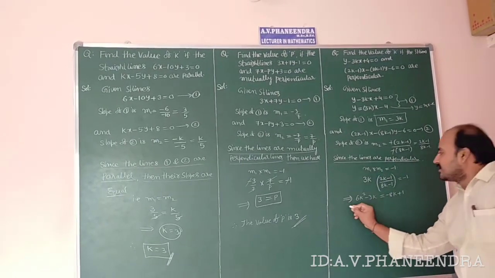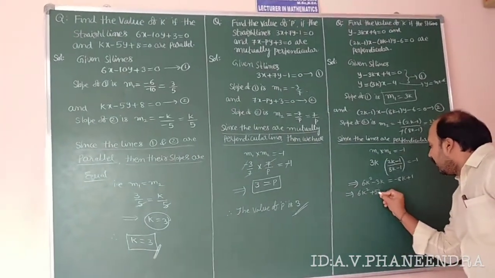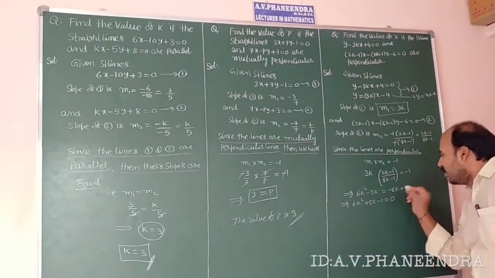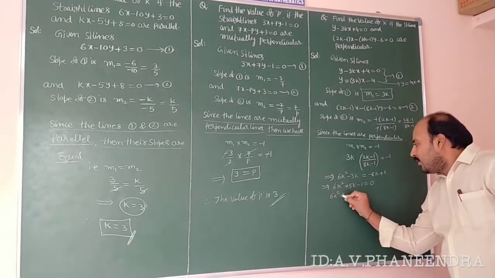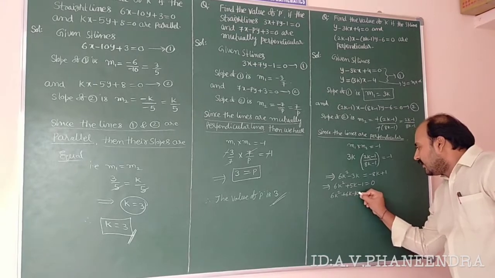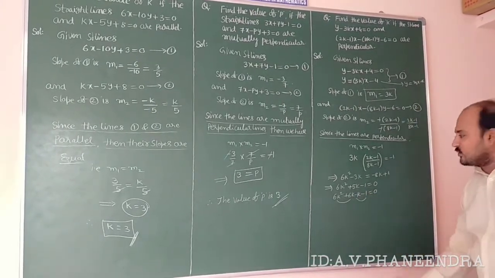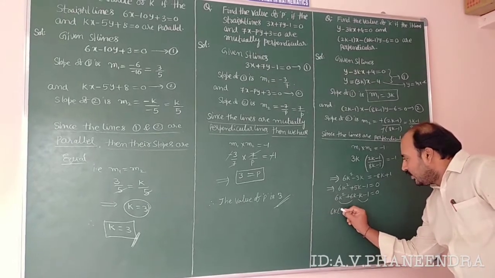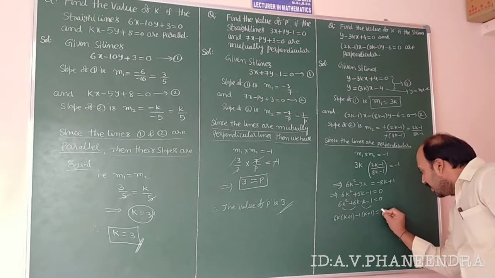These values you can take this side: 6k square plus 5k minus 1 is equal to 0. Factorization we have to do that. 6k square plus 6k minus k minus 1 equal to 0. From these two, 6k take common; from these two, minus 1 take common. 6k into k plus 1 minus 1 into k plus 1 is equal to 0.